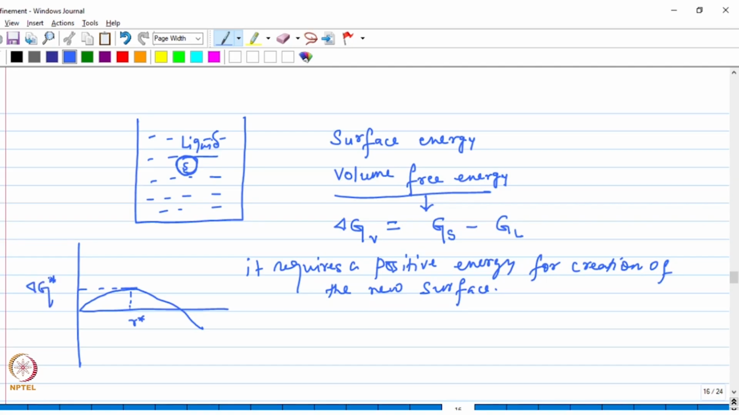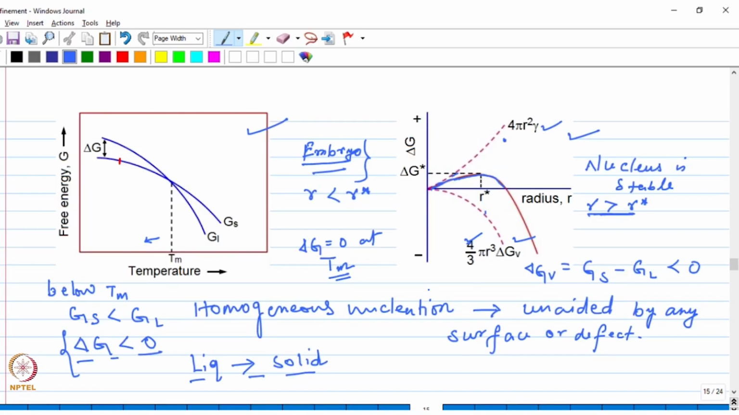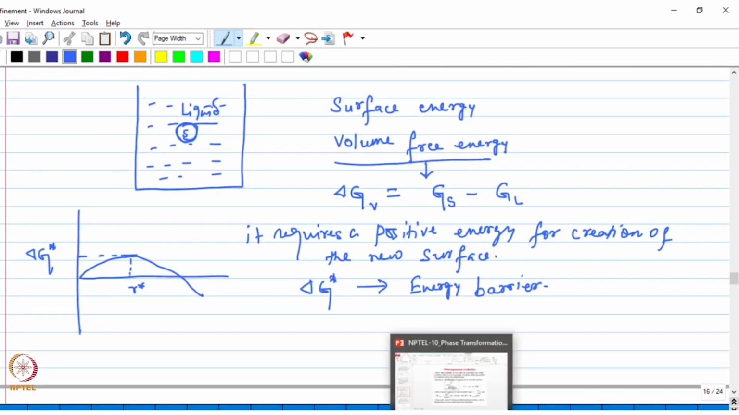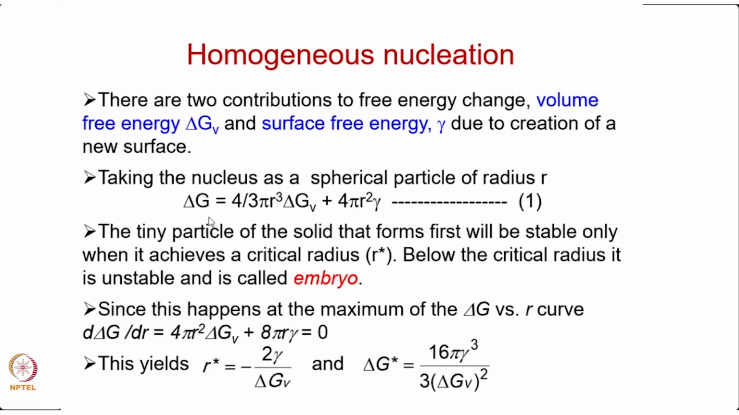Right? The critical free energy change corresponding to the critical size, that is essentially the energy barrier for the nucleus. And we can derive this energy barrier by considering this particular equation over here, which shows these two contributions to the free energy change. This one, and this is what we have done in the previous class.